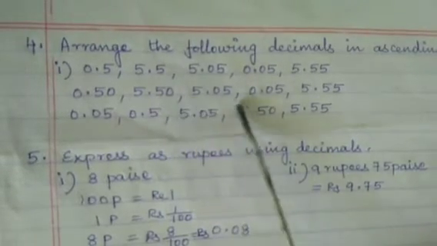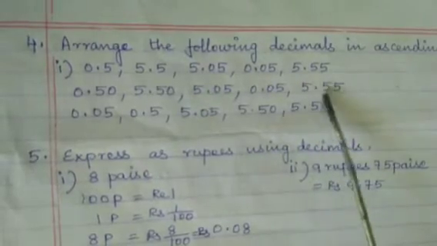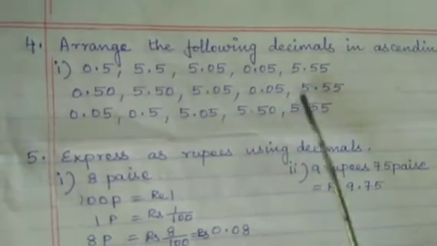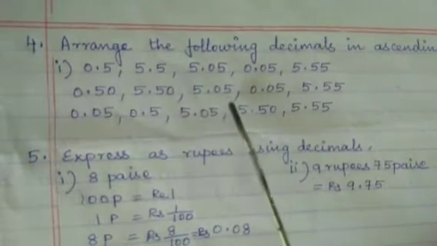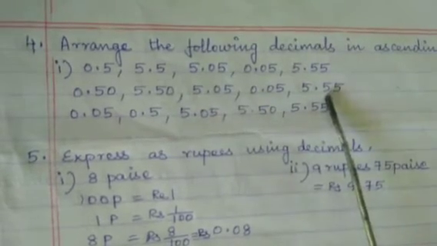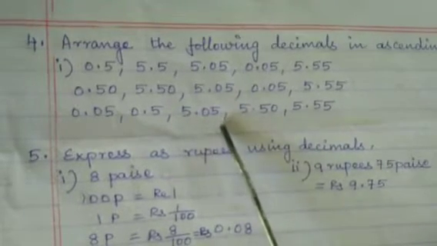Now we move to the next three numbers, that is 5.50, 5.05, 5.55. Here the whole number part is equal for all. Then we move to the 10th place. Here it is 5, here it is 0, here it is 5. So 0 is the lowest one. So first we will write 5.05.